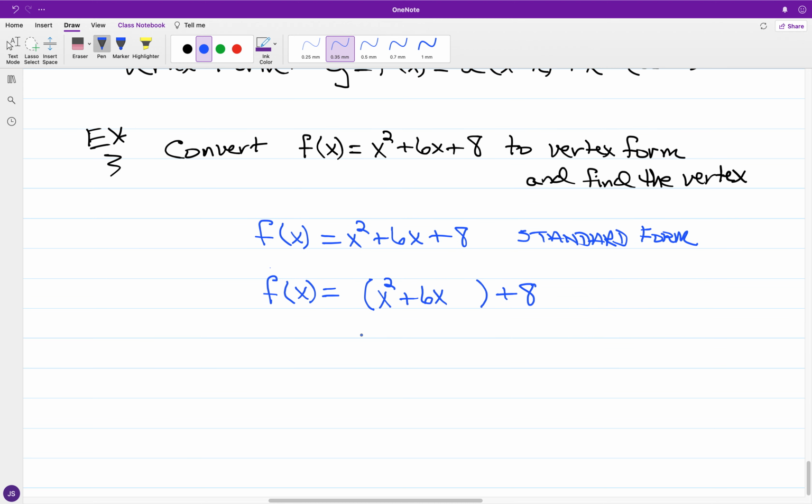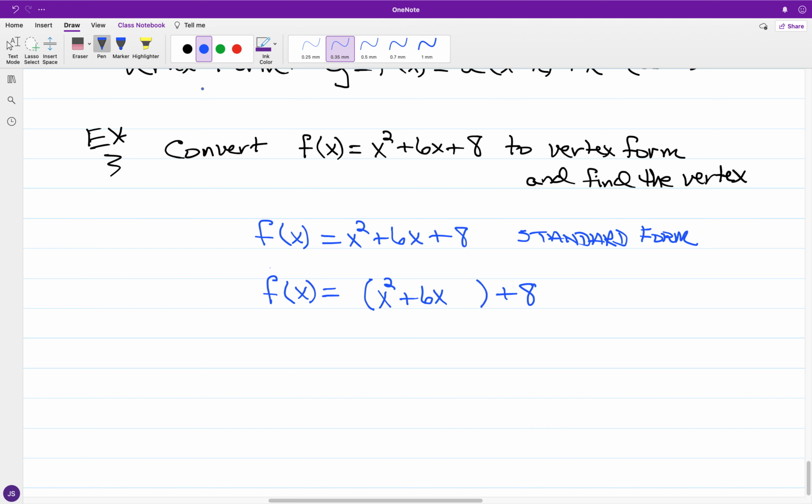Now to get to the vertex form, I'll have to add a necessary number to form what is referred to as a squared trinomial. A squared trinomial is a trinomial where if you factor, you're going to have the same binomial expression times itself. Now x squared plus 6x plus 8 is a trinomial, and it can be factored to x plus 4 and x plus 2. But this is not a squared trinomial since the factors are not the same.